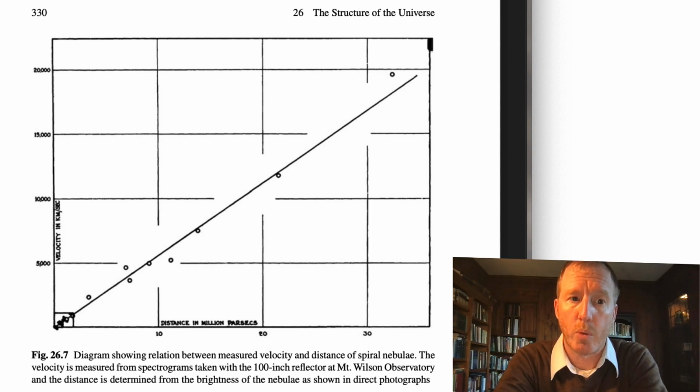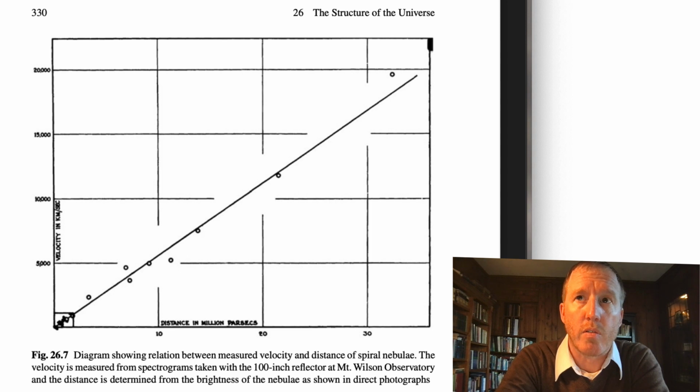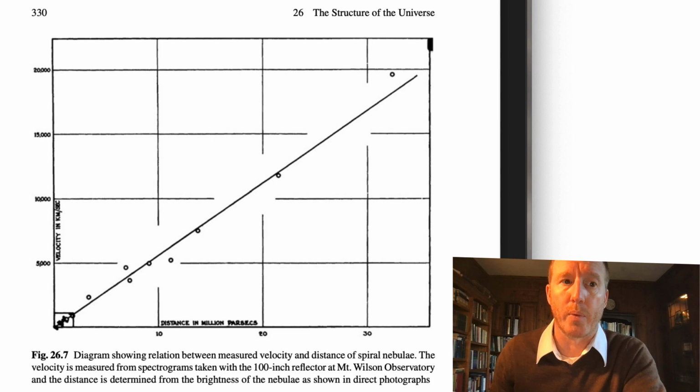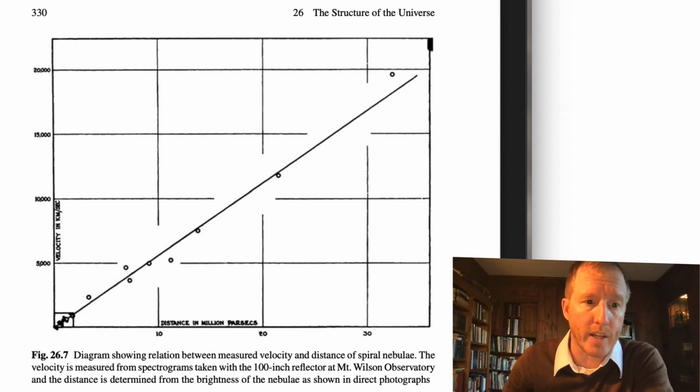If you look at the slope of this line, the velocity increases by 5,000 kilometers per second for every 10 million parsecs that a star is more distant, or a nebula is more distant, or about 500 kilometers per second per megaparsec. That is known as Hubble's constant, by the way, 500 kilometers per second per megaparsec. It's the slope of that line.